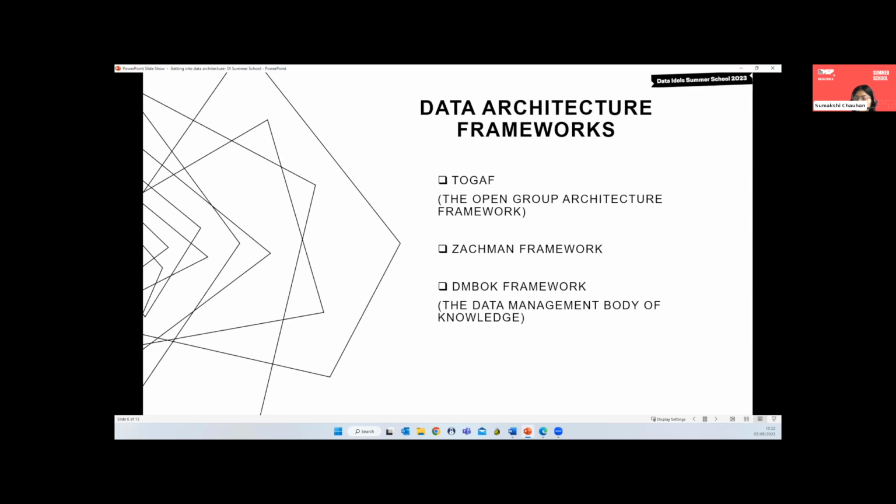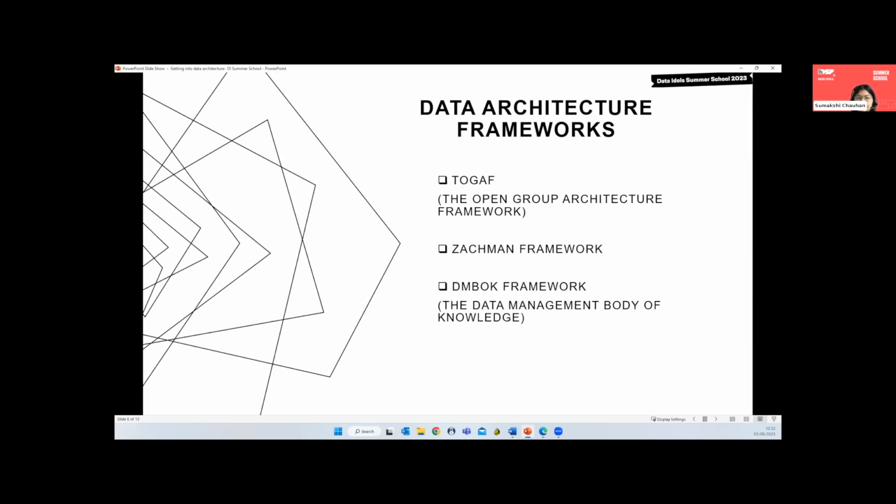And the third framework is the DMBOK, which is the Data Management Body of Knowledge. It is a comprehensive reference guide for data management practitioners. It covers all the aspects of data architecture, ensuring that the data is well governed, secured, and of high quality. It has been structured into 10 knowledge areas. To name a few of the areas: data architecture, data governance, data modeling, data design, data quality, metadata management, etc. So these are the three famous data architecture frameworks.